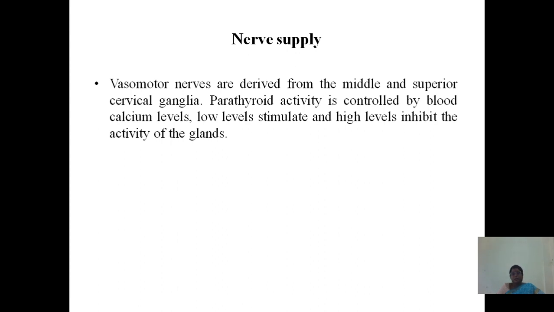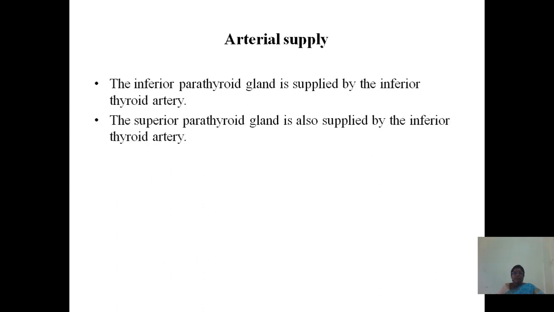Parathyroid activity is also controlled by the blood calcium levels. A low level of calcium stimulates the activity, whereas a high level of calcium inhibits the activity of the parathyroid gland. Arterial blood supply of the parathyroid gland: the inferior parathyroid gland is supplied by the inferior thyroid artery, and the superior parathyroid gland is also supplied by the inferior thyroid artery.